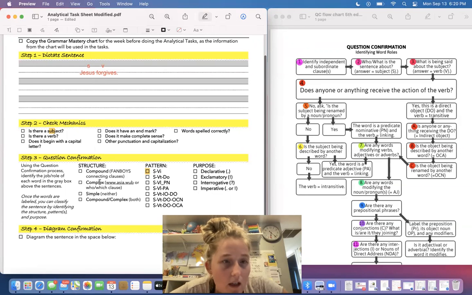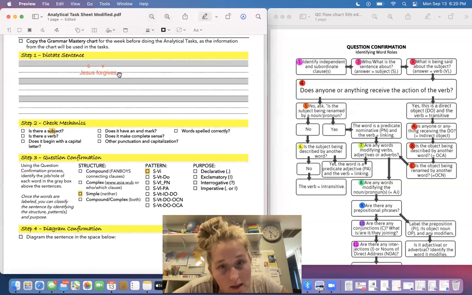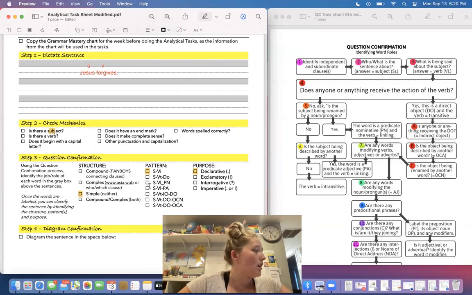You can also see that there are no FANBOYS and no which clause or subordinating conjunction, and that makes it a simple sentence. And you can see that the purpose, by the period, is a declarative sentence. You can also say it's imperative. Jesus forgives. You can tell them, he does this, in a stronger way. So you can make it either one of those. Then next week, we'll learn more about step 4, but that's all you're going to have to work on for this week.